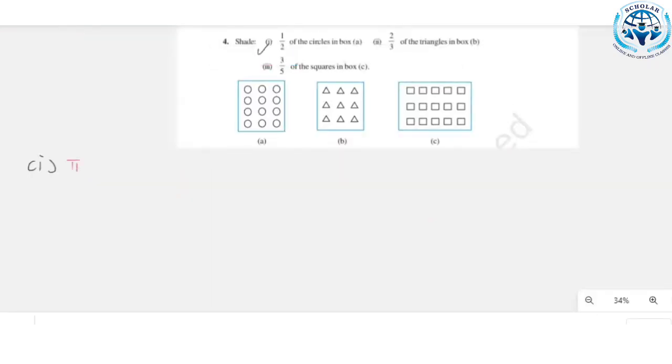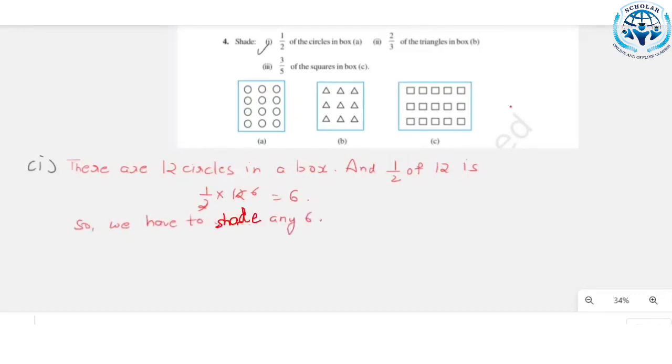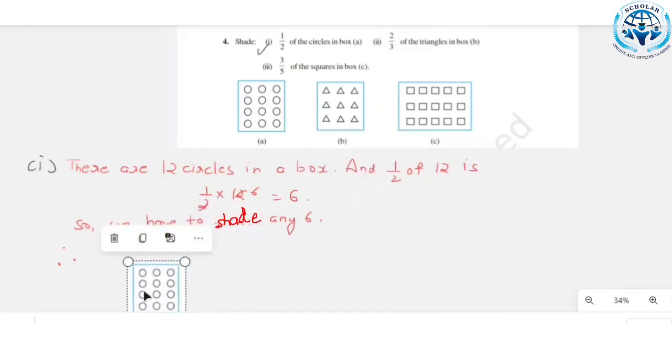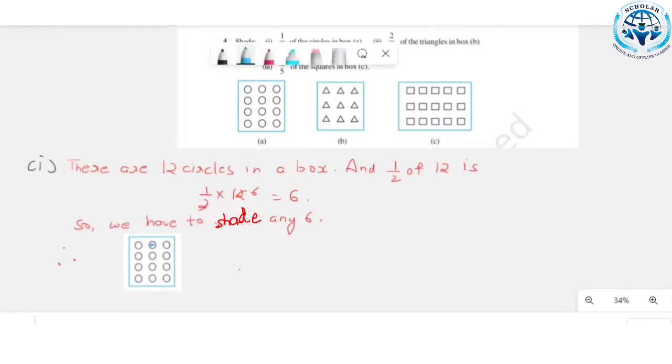Fourth one, shade 1 by 2 of the circles in a box. There are 12 circles in the box. That means half of 12 is 6. We will shade 6 of them. I have copied this figure. Now I will shade 6 of them.